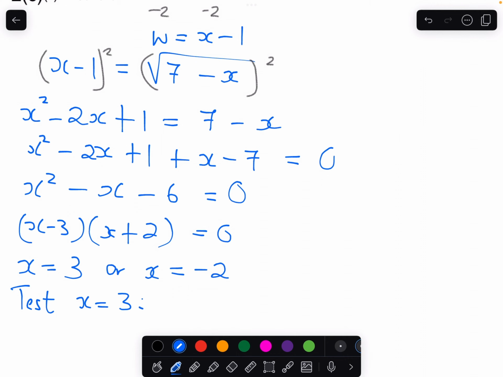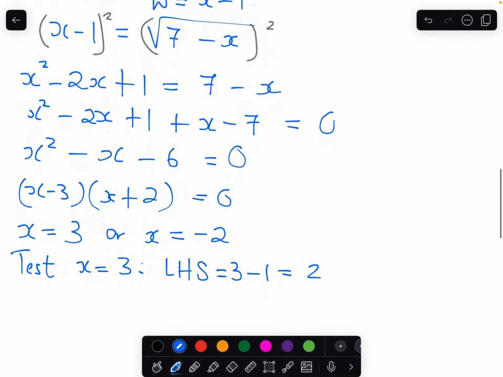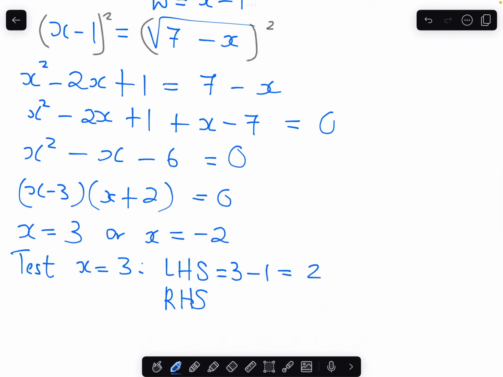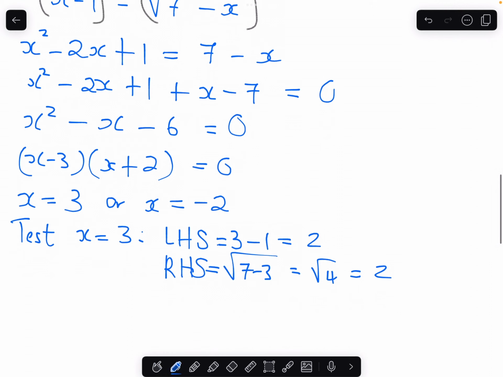Okay, so we're going to test x is equal to 3. In that case, the left-hand side is 3 minus 1, which is 2. And the right-hand side is the square root of 7 minus 3, which is the square root of 4, which is 2. So because the left-hand side is equal to the right-hand side, therefore x is equal to 3 is a solution. I don't have to say valid.